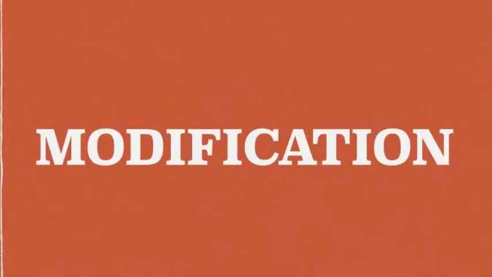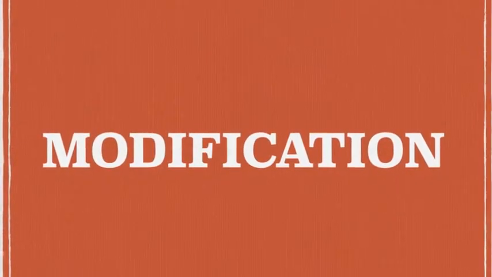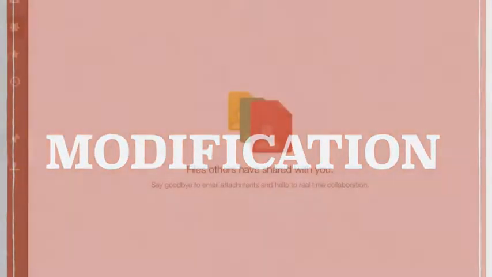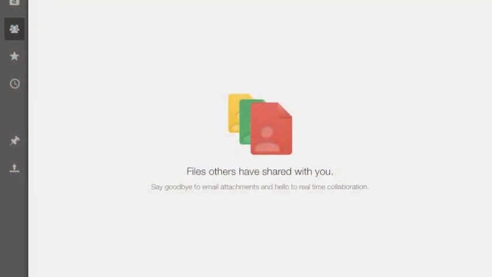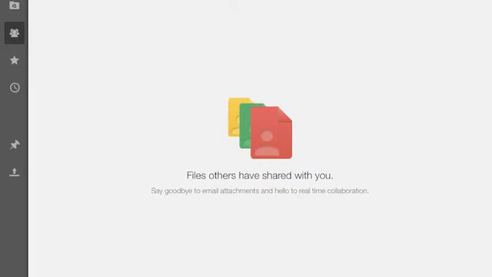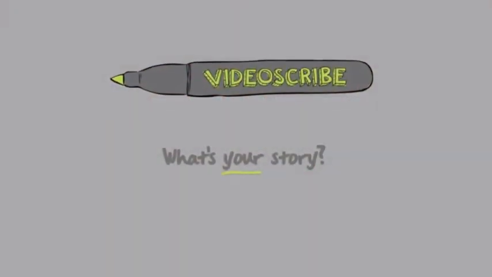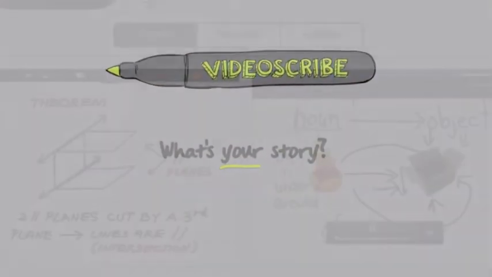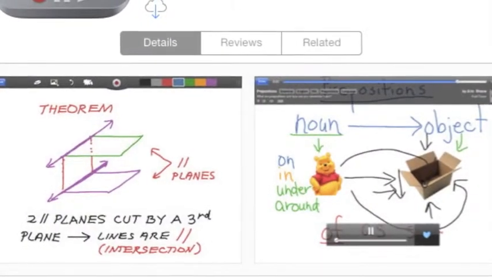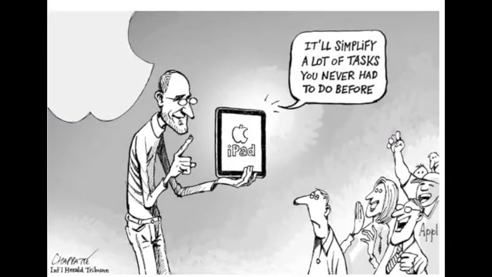In modification, the enhancing of education begins. Common tasks are being completed in a way that was not possible without the technology. For example, students work together on documents in Google Docs. In redefinition, technology allows for new tasks that were unimaginable before the technology was present. For example, students use apps like VideoScribe or ShowMe to demonstrate and share their understanding of the work.